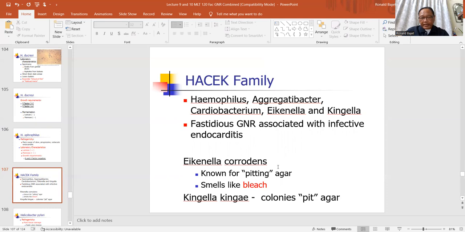The last two organisms, the E and the K, are Eikenella corrodens and Kingella kingae. I've actually seen these two organisms on the bench. Eikenella corrodens is known for pitting. It'll actually pit into the agar. It'll corrode the agar, and you'll have to dig into the agar, gouge into it, to get to the colony. It also smells like bleach. So that's Eikenella corrodens, which causes pitting. Another organism that causes pitting is Kingella kingae, which will also pit the agar. But between the two of them, Eikenella corrodens is the one that smells like bleach. Okay, so you've got some odors to know.